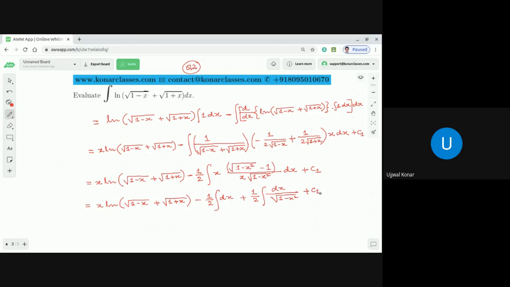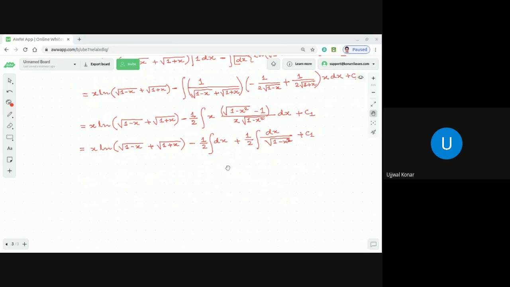And there is a standard formula for integration of dx by square root of a square minus x square. That value we should apply here. So this is equal to x into ln of square root of 1 minus x plus square root of 1 plus x, correct? Minus integration of dx is x, minus x by 2 plus 1 by 2. If you apply the formula, it is sine inverse of x by 1, that is sine inverse of x. And as we complete all this integration, we finally write the integrating constant as c. Got it? Okay. That is the final answer. Clear or not clear? Yes. Got it? Okay.